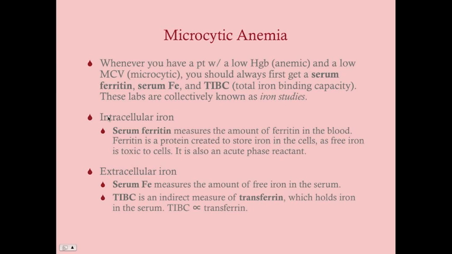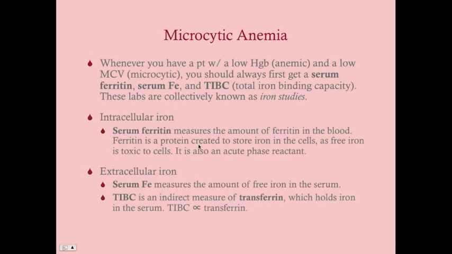So iron is carried intracellularly in the blood, and it's also carried in the serum. So the intracellular iron, that says serum ferritin because you're getting it out of the serum, but I suppose this would be just ferritin. Cross out serum there. So intracellular iron, this is iron that is in the blood, but it's not attached to hemoglobin. So ferritin levels, of course, measure the amount of ferritin in the blood. Ferritin is a protein that's created to store iron in cells because iron is toxic to cells.